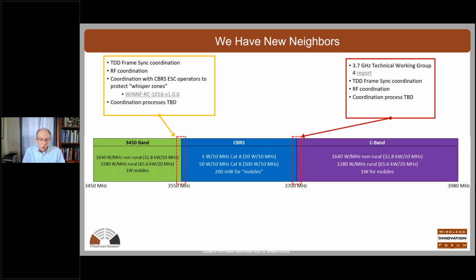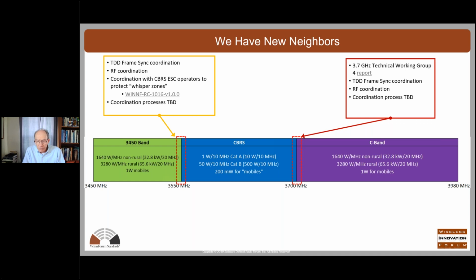However, what's happened since we last talked is we have some new neighbors, and they're a little loud. CBRS is in the middle in blue. Shortly after the CBRS auction, the C-band auction happened, and we'll be having a lot of high-powered base stations that can operate up to almost 66 kilowatts per channel. Then we've got 3450, which can operate at half of that per channel because the channels are smaller.